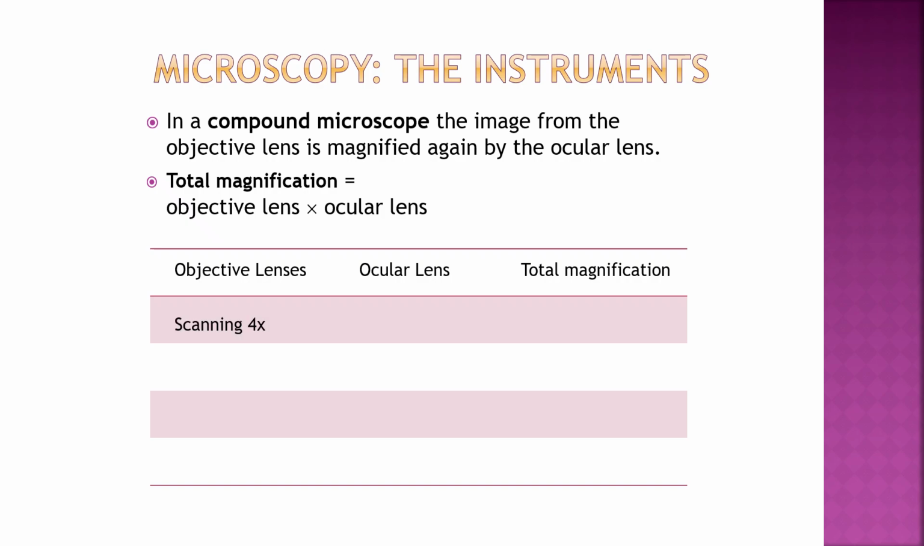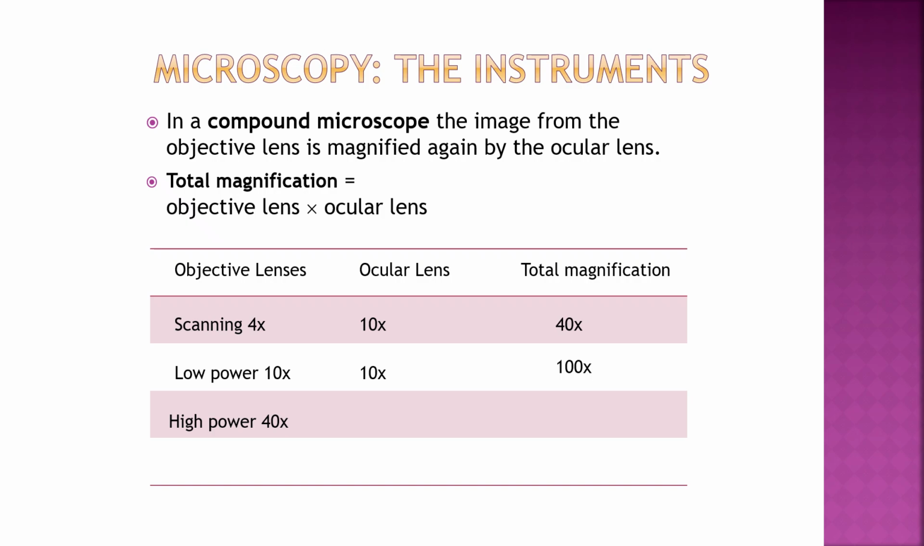We're going to start with the scanning objective, which is the shortest one. Its magnification is 4x. We're going to multiply that by the ocular, which is 10x. And so our total magnification, how much bigger we're making it by using the scanning objective, is going to be 40x. When we look at the low power objective, its magnification is 10x. We're going to multiply that by 10 for a total magnification of 100x.